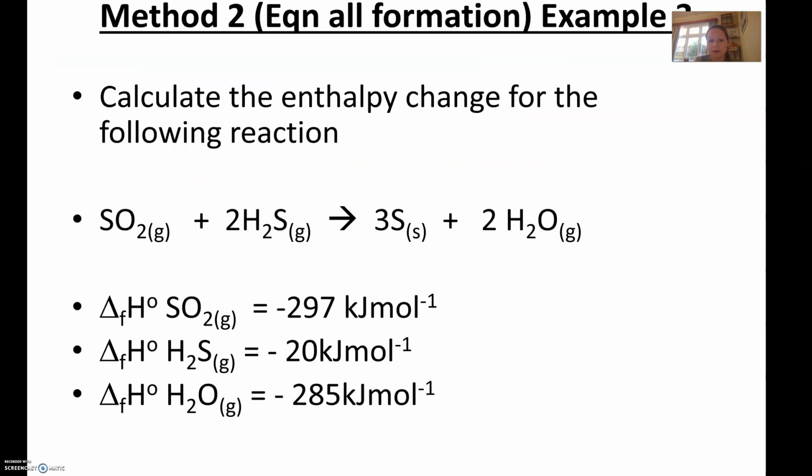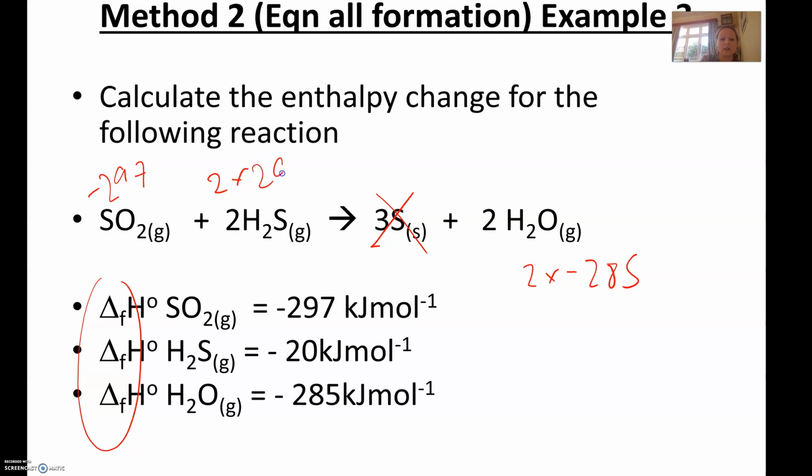Okay, let's do another example. Calculate the enthalpy change for the following reaction. Again, all formation, so yay. So we look at our equation. Oh, there's an element here, so we know we're not going to include that. So the products are going to be 2 waters, so 2 times negative 285. The reactant is going to be 297 and 2 times 20, negative 20, sorry. And we do products minus reactants.